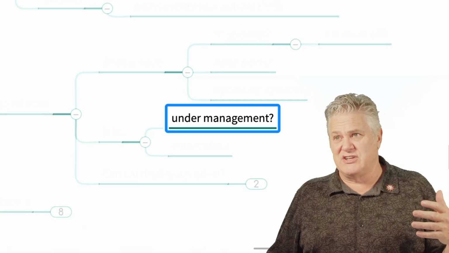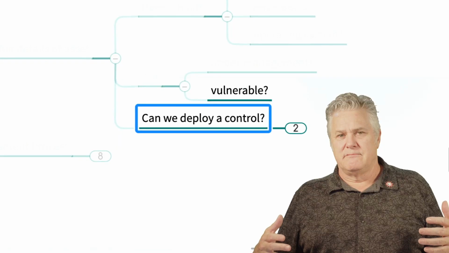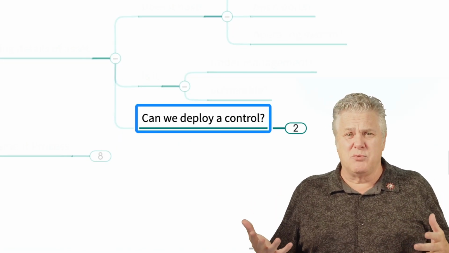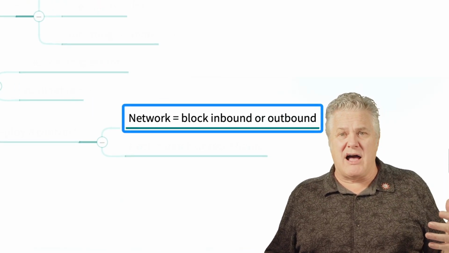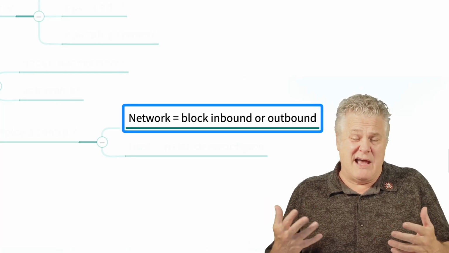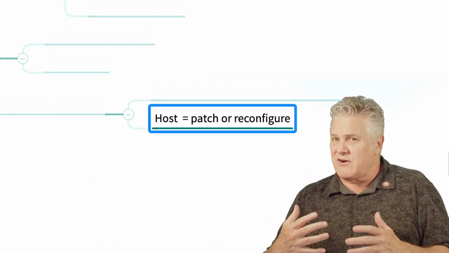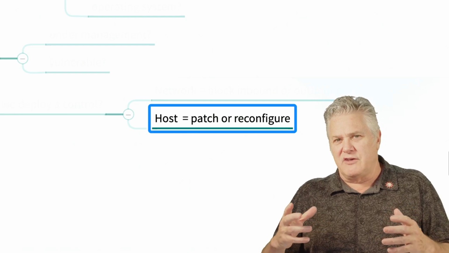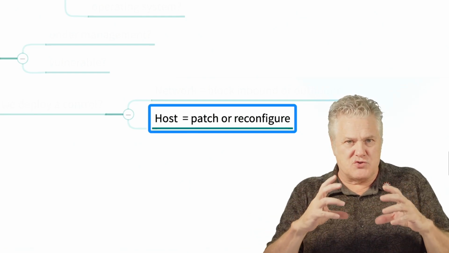Do we have an agent installed on it? And then we start asking questions like, is it vulnerable? Next, we want to deploy controls to it. Sometimes you can't deploy controls to it. So what you do is you do things at the network level, like you block the inbound or outbound communication from it. So you might not be able to control this asset. If it's a host under our configuration with an agent on it, we can patch it or reconfigure it, change the settings on it. So that's the process in a really short version there.